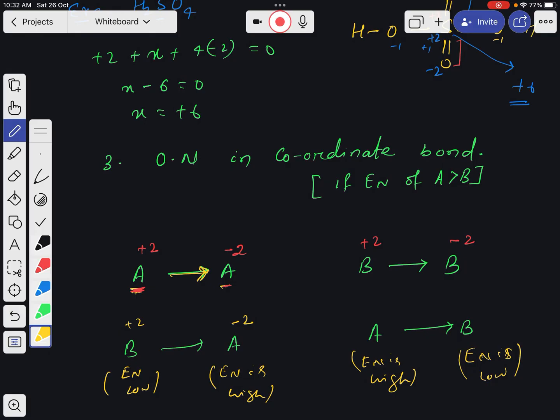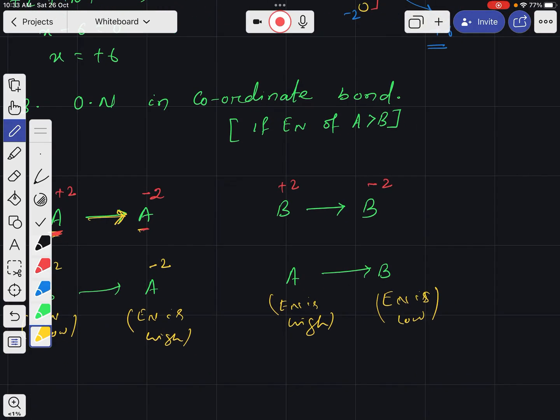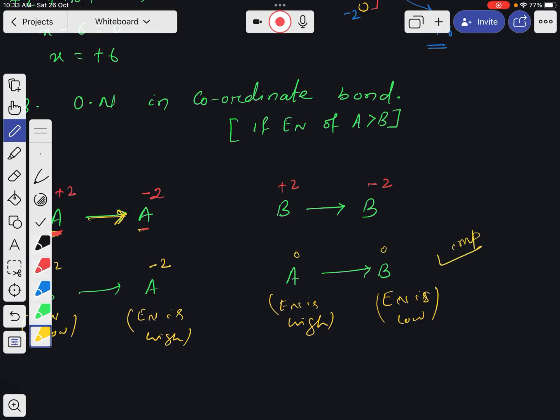Okay, when the electron pair is donated by the higher electronegative atom, in that scenario you cannot write minus 2 and plus 2. Here the charge is 0. This is an important case. Okay, if the electron pair is donated by the atom having high electronegativity to the atom with low electronegativity, then there is no charge.